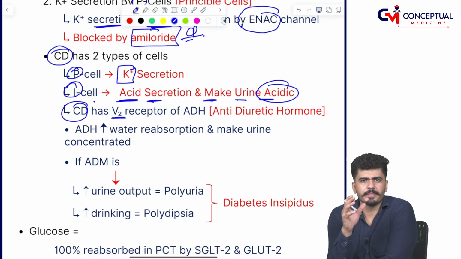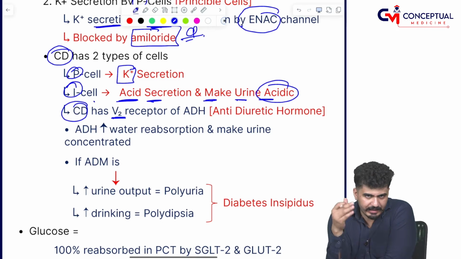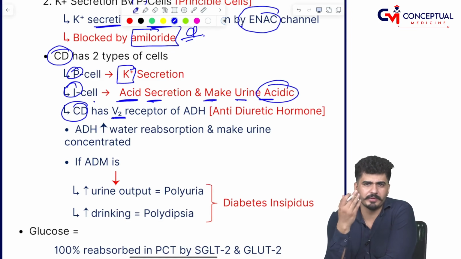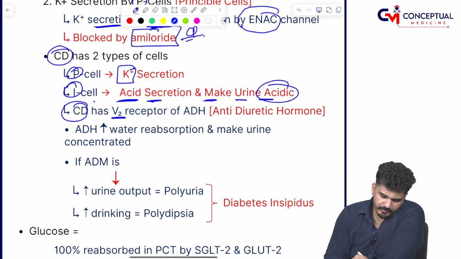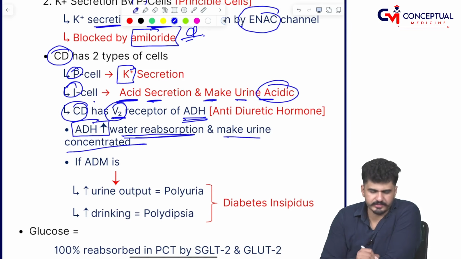So my dear friends, what is happening? There is an antidiuretic hormone. Antidiuretic hormone stops more water from going outside, and it has receptors in the kidney and receptors in the brain. So there are two types of diabetes insipidus. One is neurogenic, another is nephrogenic. If the problem is in the brain, it is not getting produced, so this is called neurogenic diabetes insipidus. And if the problem is in the receptor in the kidney, we call that nephrogenic diabetes insipidus, my dear friends. So remember, collecting ducts have the V2 receptor of antidiuretic hormone. When ADH is high, water reabsorption will be there and makes the urine concentrated.